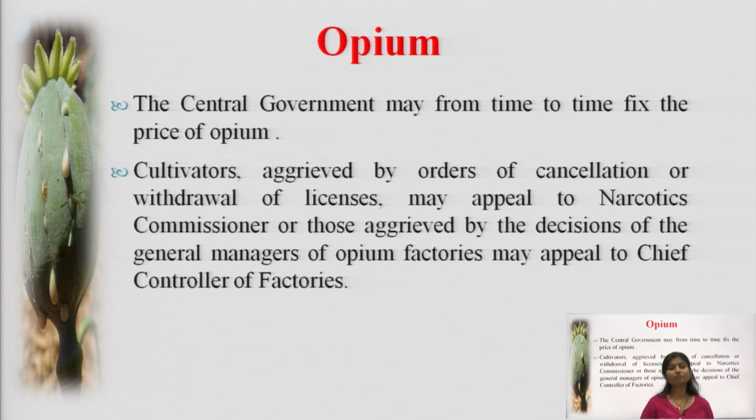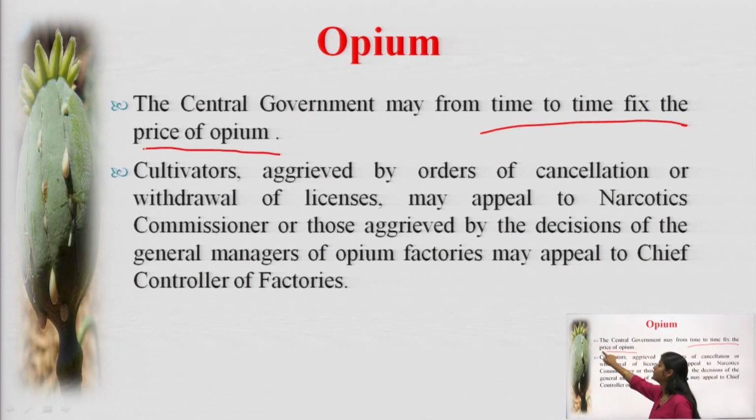The central government may from time to time fix the price of opium. The price of opium is fixed by the central government, and the calculation of the price for the cultivator is done by the district opium officer, and in case of any discrepancy, it can move to the government opium factory.